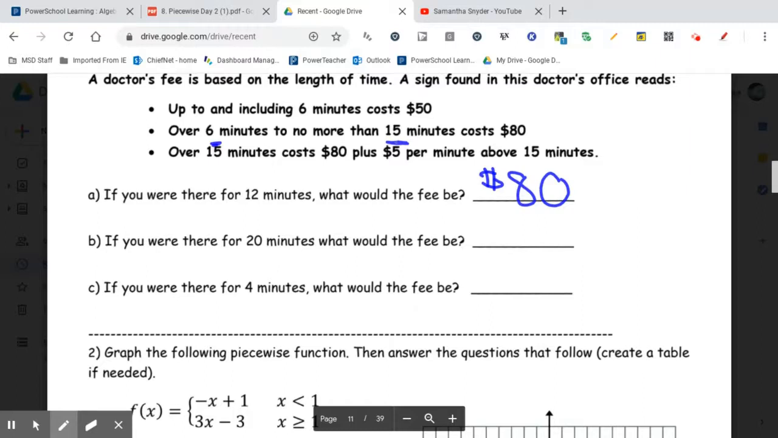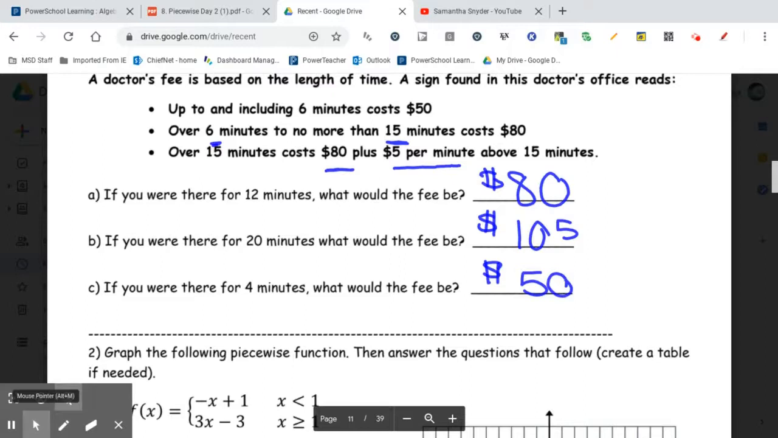If you were there for 20 minutes, what would the fee be? Well, that's going to cost $105. And that's because it's $80 plus $5 every minute above 15. It's 5 minutes above 15, so it's 80 plus 5 times 5. And then if you were there for 4 minutes, what would the fee be? And that's $50. And that goes with the first sentence here, up to and including 6 minutes.